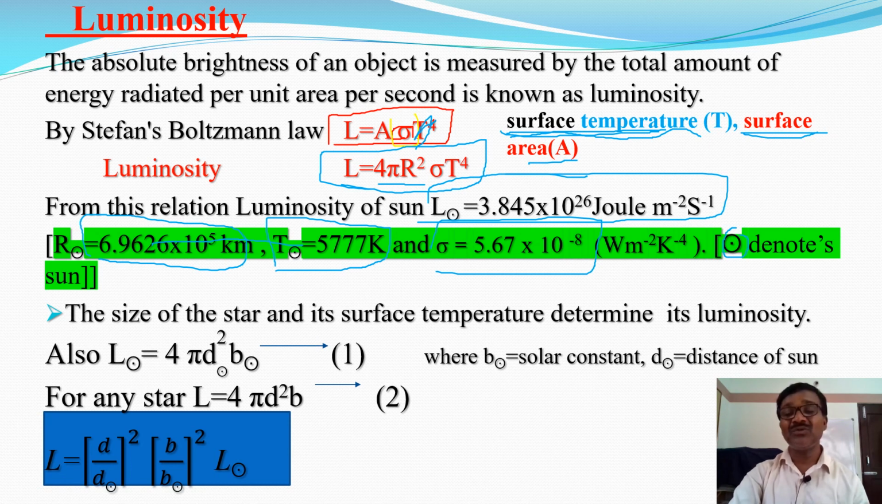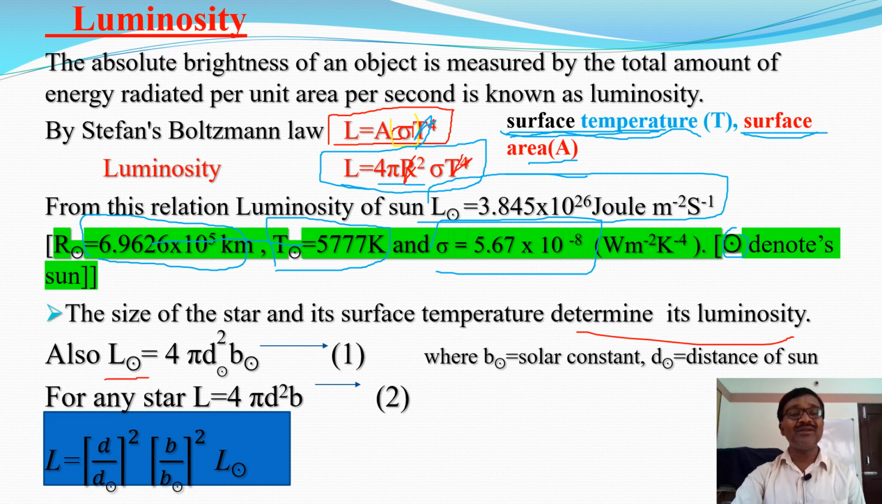That means the total amount of energy radiated per unit area per second by the sun in all directions is the luminosity. But in addition to this, the size of the star and its surface temperature determine its luminosity. Yes, the size of the star, that means R, and the surface temperature determine the luminosity.